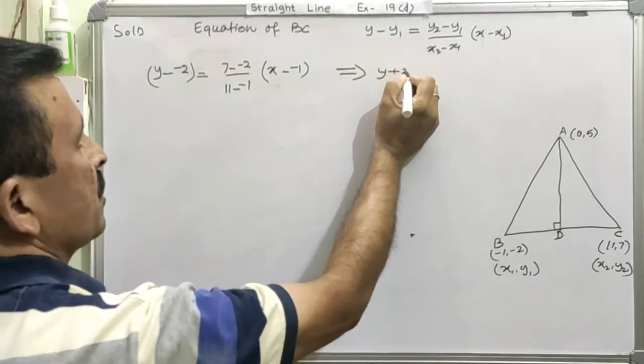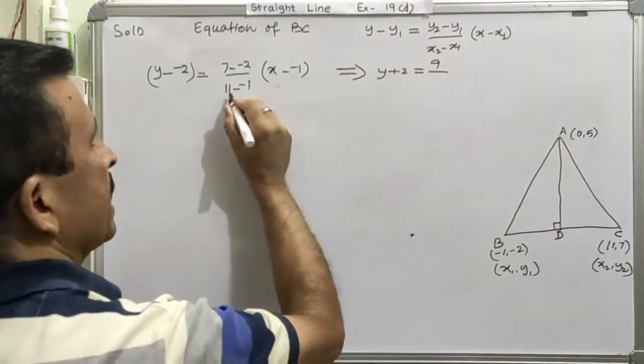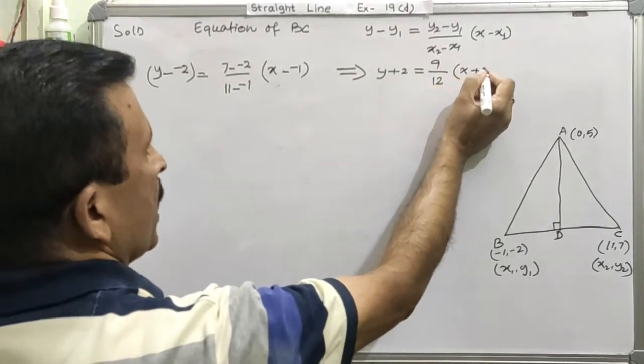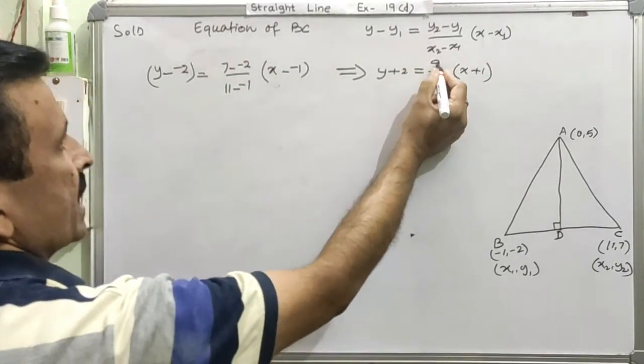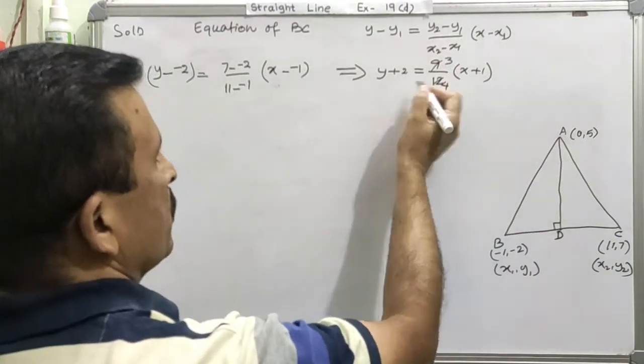So y plus 2 is equal to 7 plus 2, 9. Then 11 plus 1, 12. And then x plus 1. Right? This we can simplify. 3 3 is a 9 and 3 4 is a 12. Right? After this we can do cross multiplication.